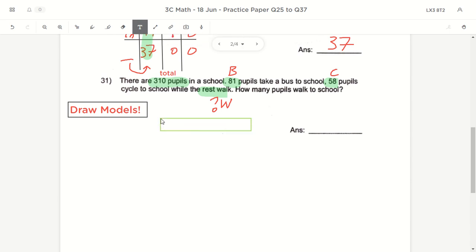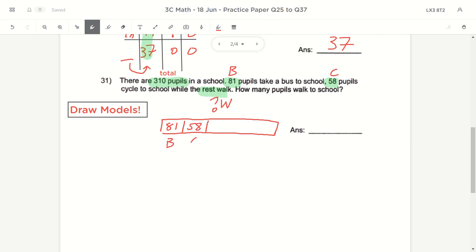So I'm going to draw a part whole model, a very long one. Okay, I have 81 pupils that take a bus. I have 58 pupils, slightly less, that cycle, and the rest are walking. Question mark. The rest are walking. I know the total there is 310. So 310 is the total. I know 81 take the bus, 58 cycle.